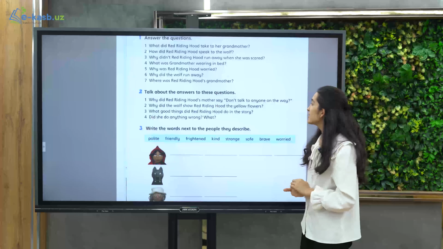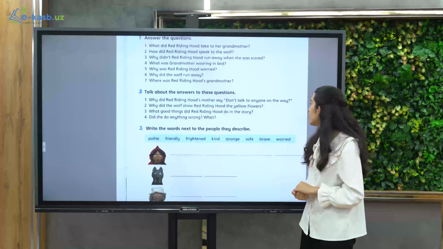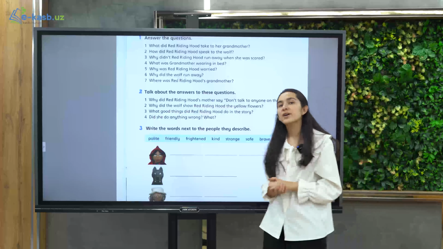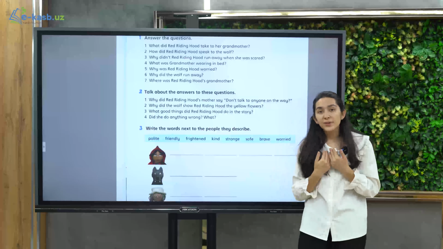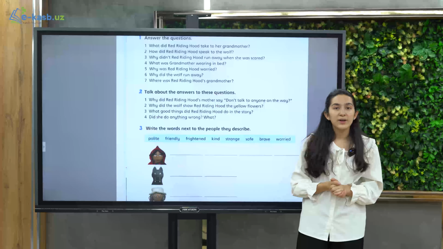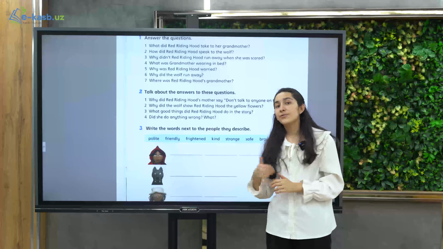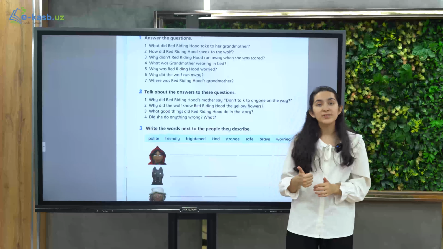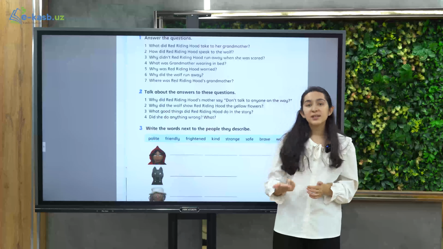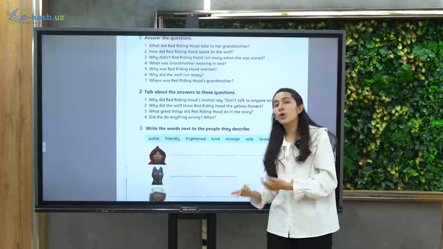So now let's answer the questions. Here we have exercise number 1. The questions are taken from the text and we should answer these questions. The first question, what did Red Riding Hood take to her grandmother? She took the cake.